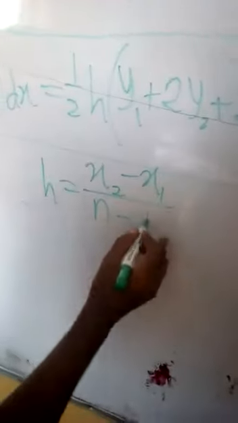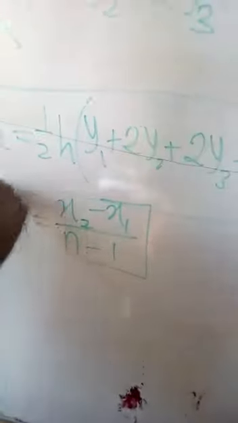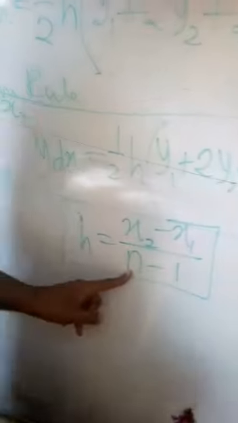From the equation of the curve, you will have various values of x, and from the various values of x, you get the various values of y. And the height will be the difference in the x values, x2 minus x1, over n minus 1, where n is the number of coordinates.